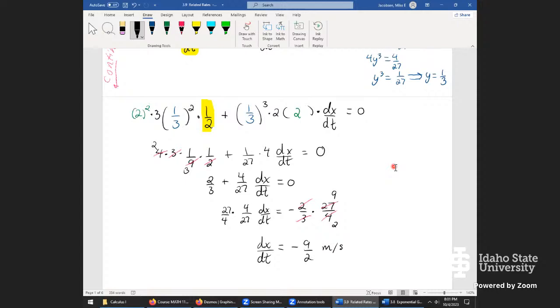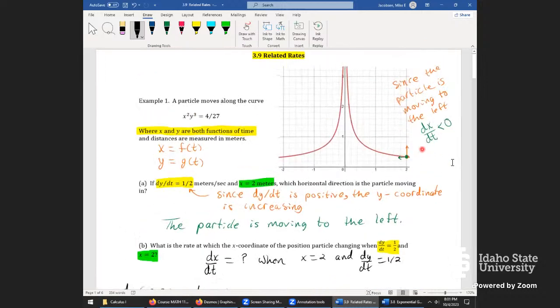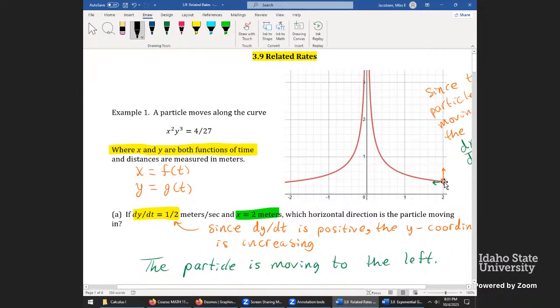Oh, no, the y coordinate goes up by 1/2, x is down by -9/2. Exactly. So we're going up by 0.5 meters per second over here, but going left by 4.5 meters per second going that way. And the negative just means going to the left.